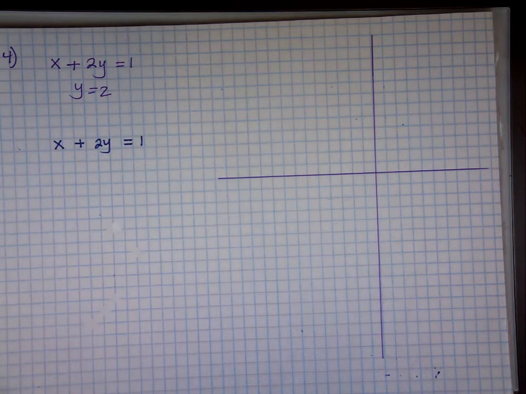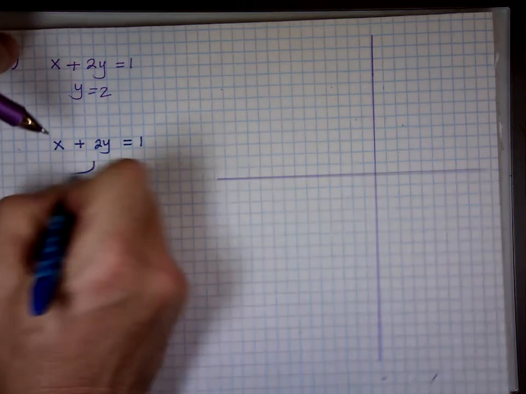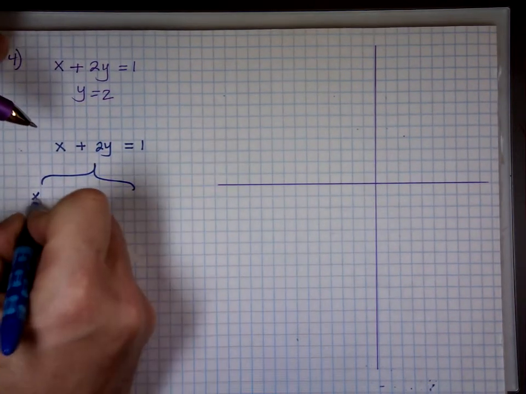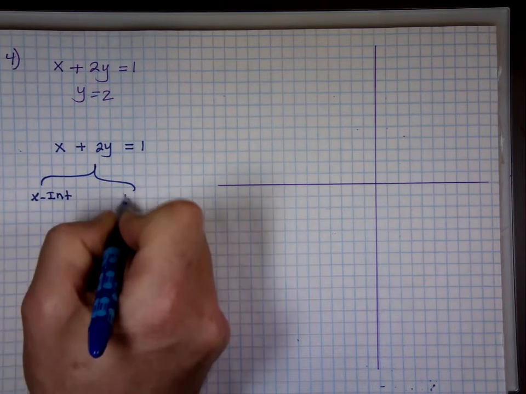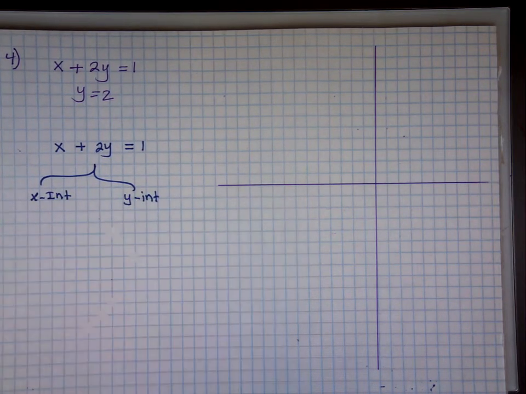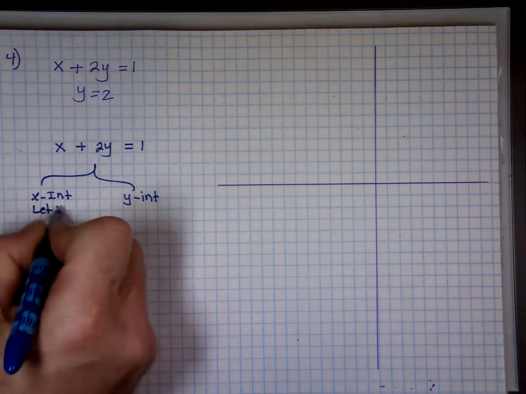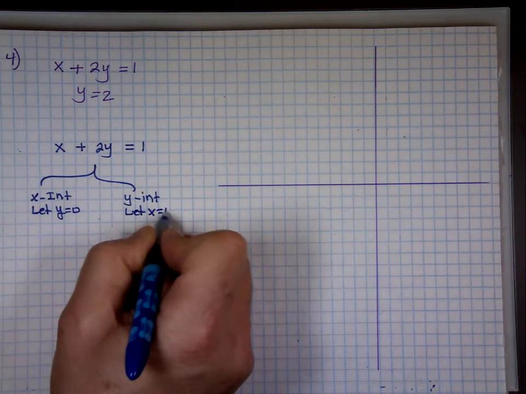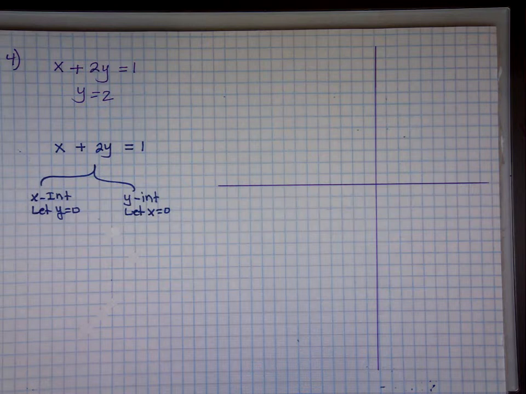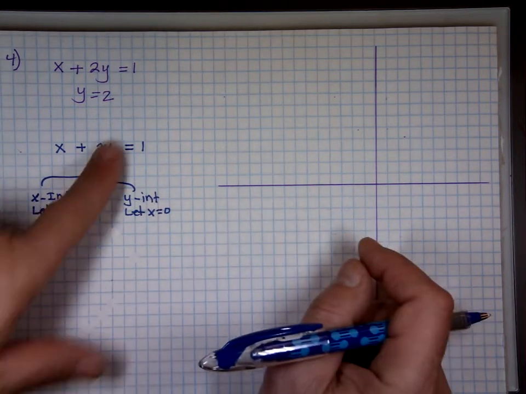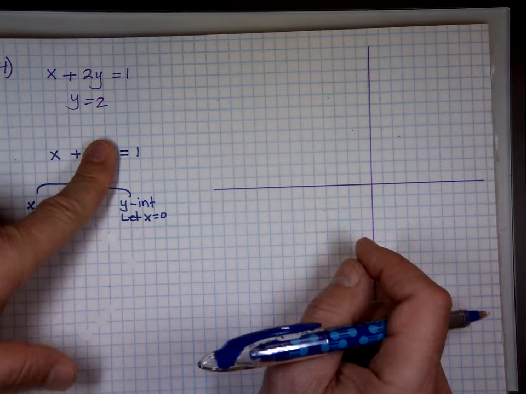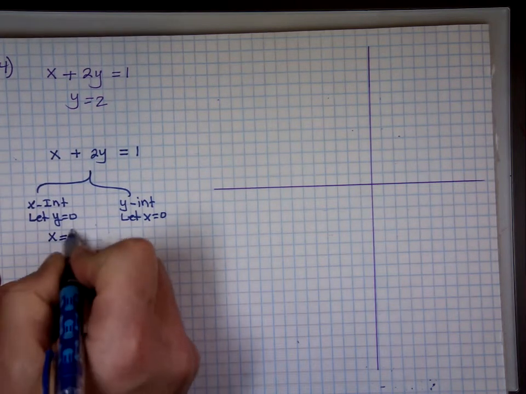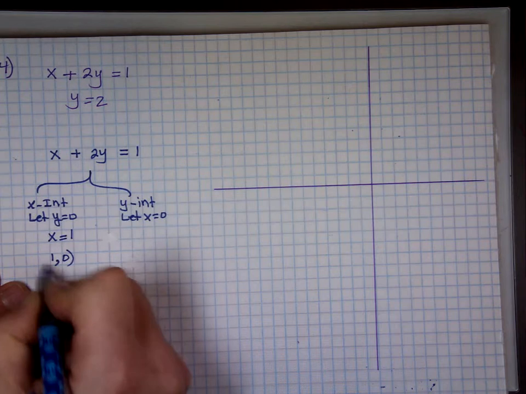Again, since x and y are on the same side, x-intercept, y-intercept. X-intercept, you let y be 0. The y-intercept, you let x be 0. Let y be 0. When you let y be 0, this piece is gone. So what do we have? X equals 1. So that's the first point. 1 comma 0. 1, 0 is right here.